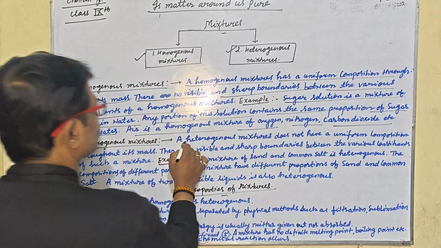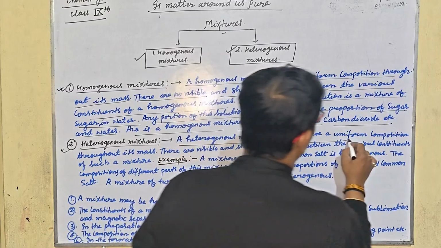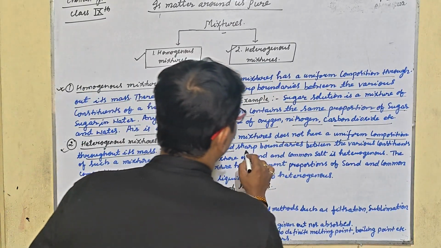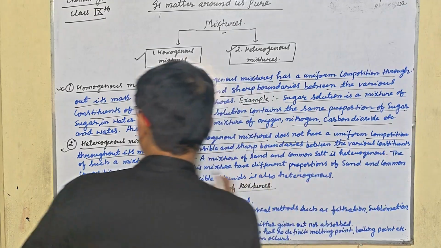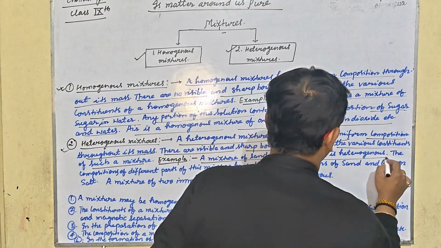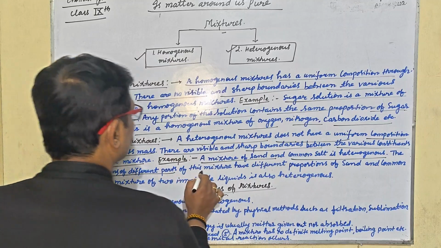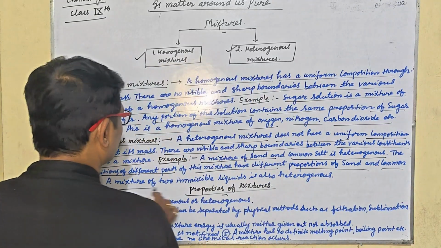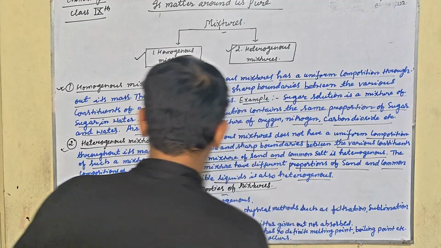Second is the heterogeneous mixture. A heterogeneous mixture does not have a uniform composition throughout its mass. There are visible and sharp boundaries between the various constituents of such a mixture. A mixture of sand and common salt is heterogeneous. The different parts of the mixture have different proportions of sand and common salt. A mixture of two immiscible liquids is also heterogeneous.